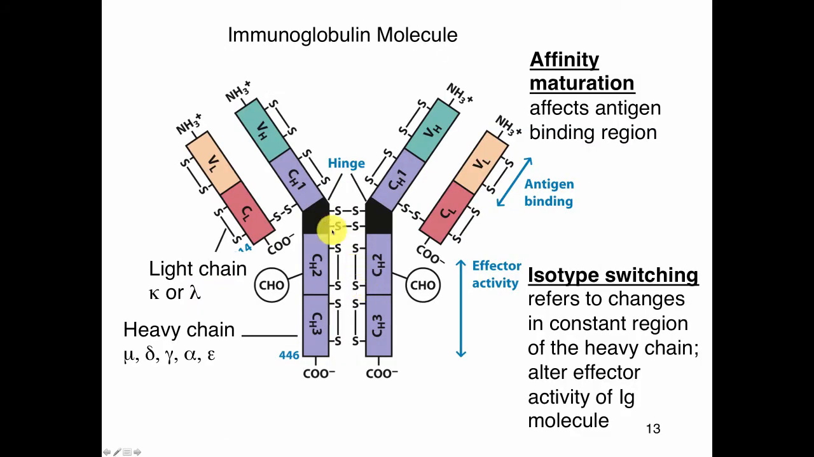And so just to drum this in again, here's a cartoon structural representation of the immunoglobulin molecule. This is the variable portion at the amino terminus, and this is the portion that engages with antigen. And so this is the part that undergoes affinity maturation that affects antigen binding. This is the constant region of the molecule, and this is the portion that undergoes isotype switching. That refers to changes in the region of the heavy chain of the molecule that alters effector activity of the immunoglobulin molecule, as you'll see in a few minutes.